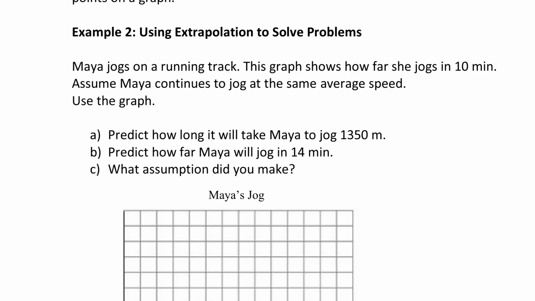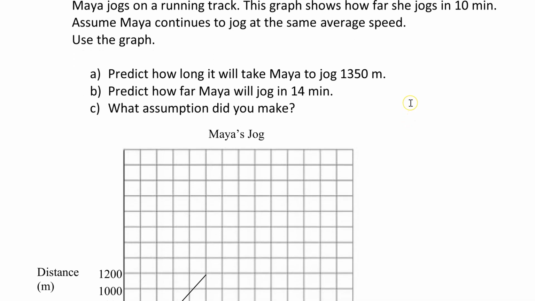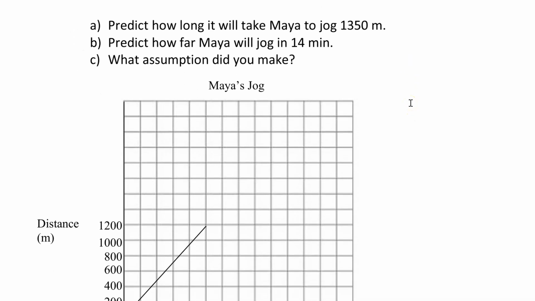In example 2 here, using extrapolation to solve problems. Maya jogs on a running track. This graph shows how far she jogs in 10 minutes. Assume Maya continues to jog at the same average speed. Using the graph for part A, predict how long it will take Maya to jog 1,350 meters. B, predict how far Maya will jog in 14 minutes. And C, what assumptions did you make?